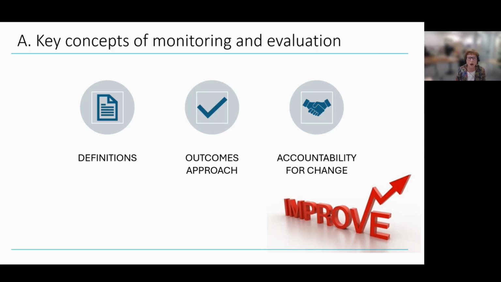So if we think about the 3 key concepts of monitoring and evaluation, I'm going to talk about definitions. So what is monitoring? What is evaluation? How do they link? The outcomes approach and what that means, the what, the how, the who, the why. And then another core concept for thinking about demonstrating impact is what is your accountability for change? And by addressing and understanding your accountability for change, you will then generate actionable insights from your evaluation and monitoring in order to lead to better decision making and improvement.